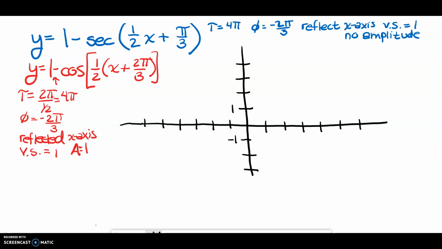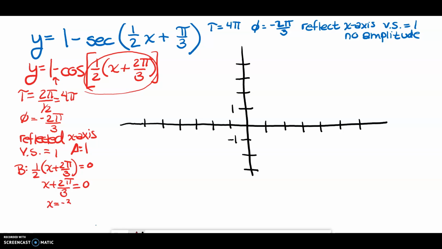All right, so let's go ahead and find the beginning and the end for our cosine function. The beginning, I'm going to set that whole quantity, 1/2 x plus 2 pi over 3, equal to 0. When I multiply both sides by 2, I just get this. And then when I subtract 2 pi over 3, my beginning is going to occur at negative 2 pi over 3.